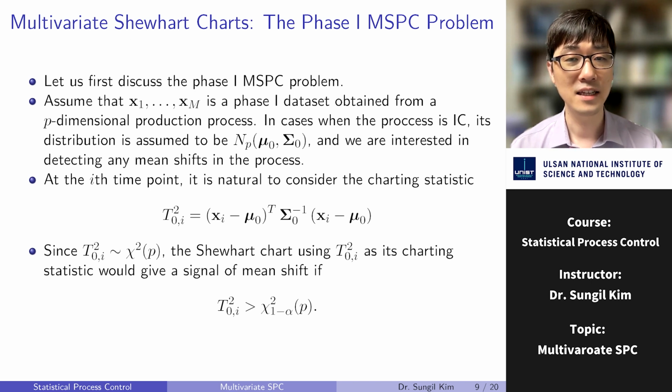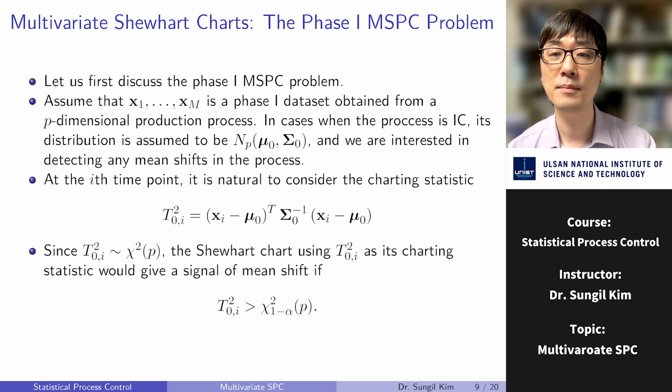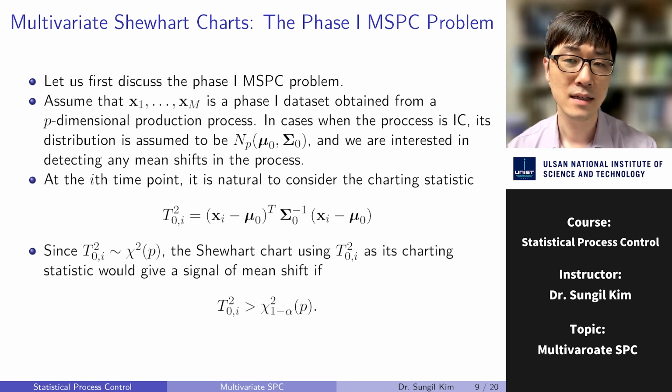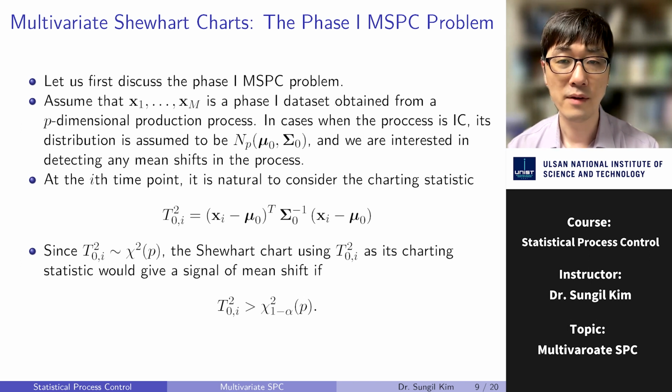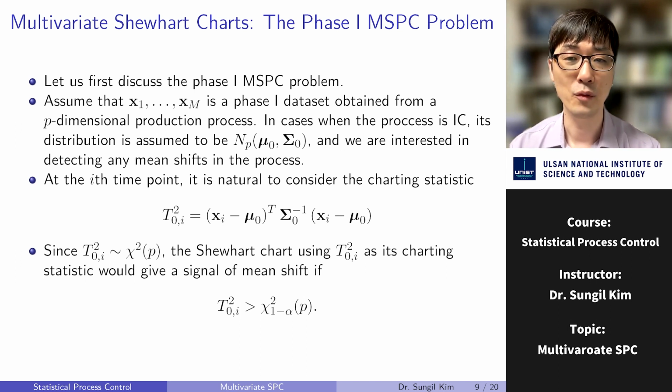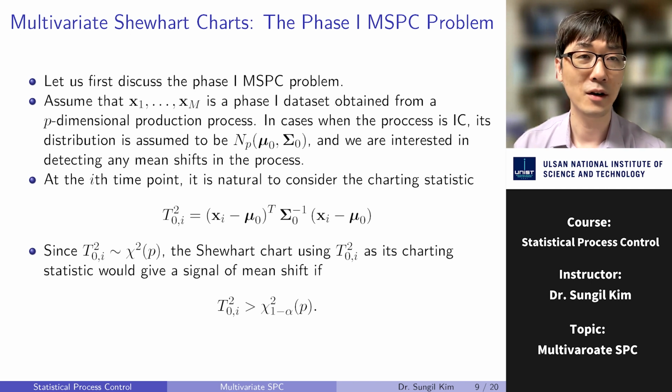Let us consider the Phase 1 problem. X1 to Xm is a Phase 1 data set obtained from a p-dimensional production process. The IC distribution is known as a multivariate normal distribution with mu 0 and sigma 0. We are interested in detecting any mean shift in the process. Note that mu 0 and sigma 0 are both known.